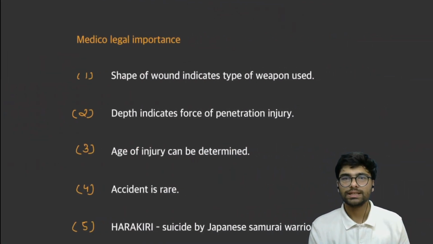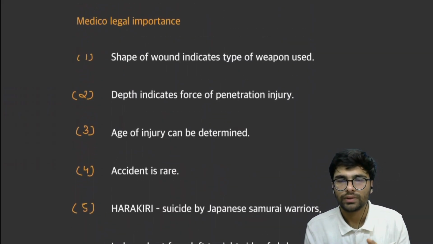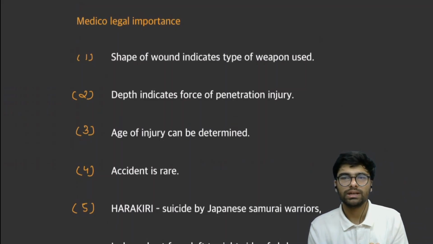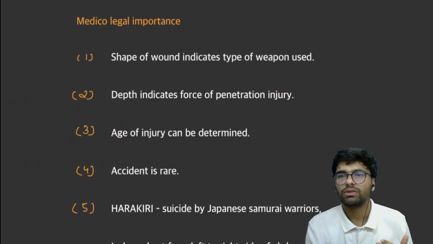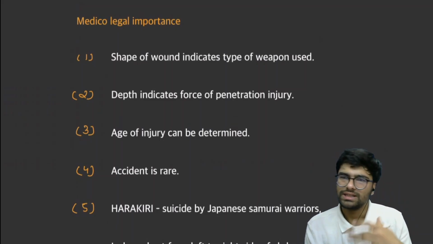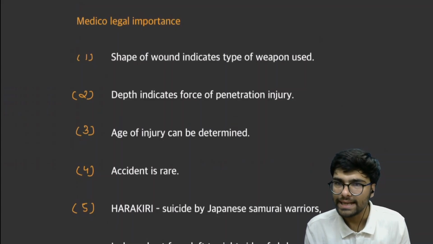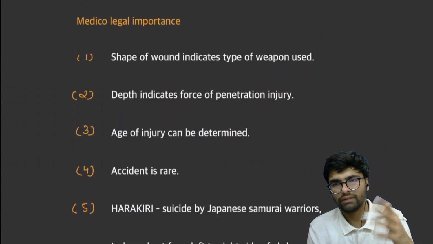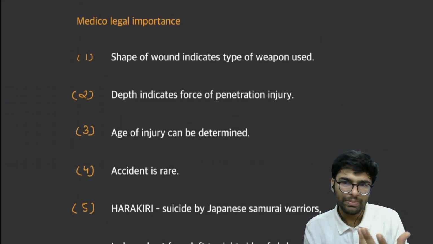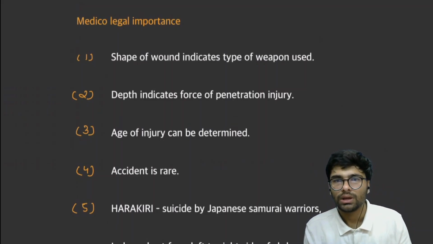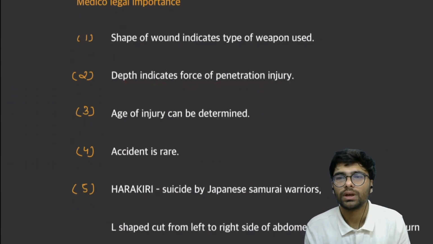The last heading is medico-legal importance. Here I have written 5 points. There are many points given in Gautam Bishwas, the book which I followed, but I've written the important ones, the 5. These are more than sufficient. The first point is shape of wound indicates type of weapon used. Okay, like earlier we have discussed 5 shapes of 5 different weapons. So shape indicates the type of weapon used. Then second is depth indicates force of penetration.